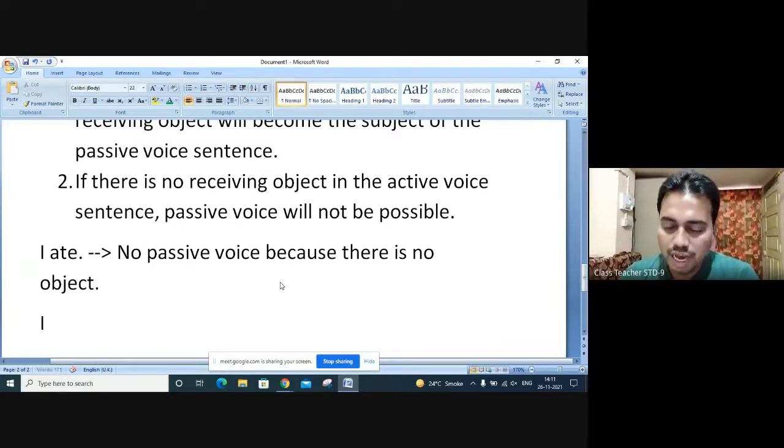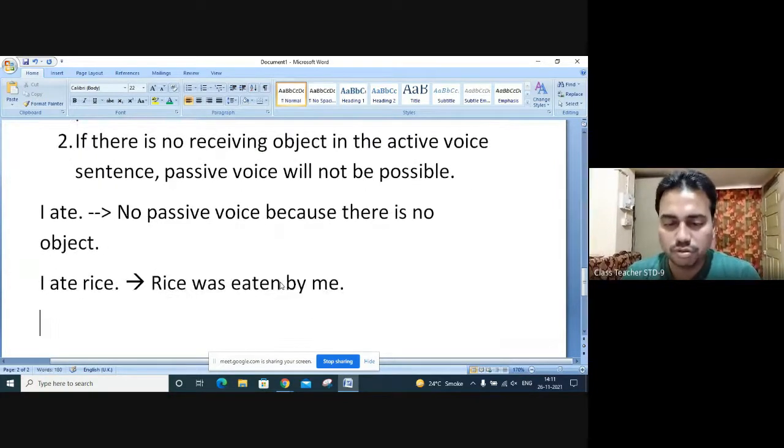Now look at this. I ate rice. Full stop. Can you make the passive voice for this? Yes, you can definitely make the passive voice for this. Rice was eaten by me. All right. Now look at this.